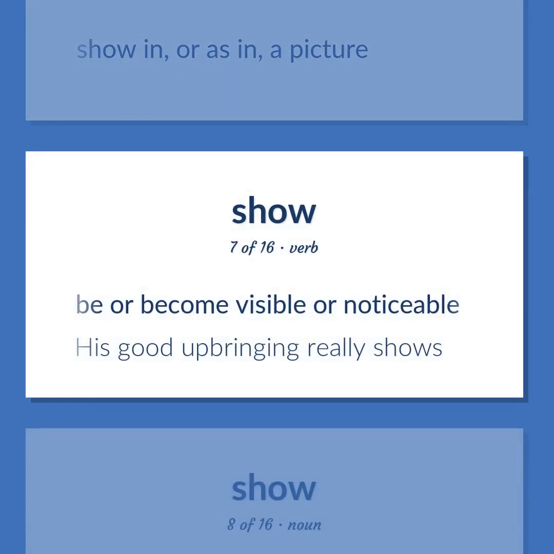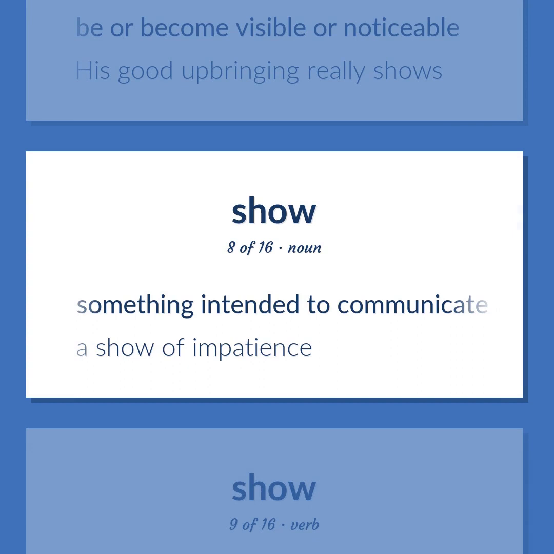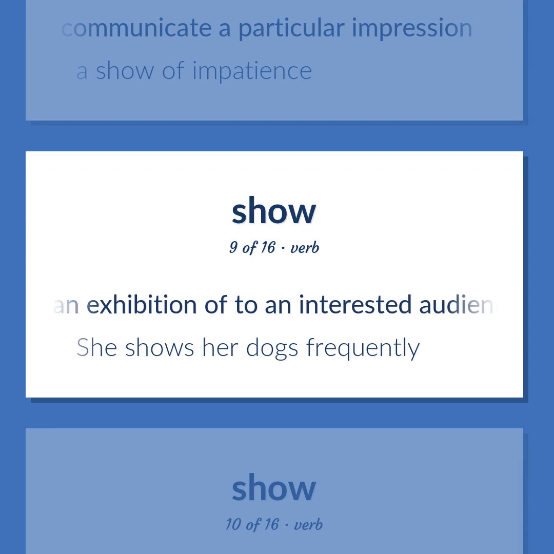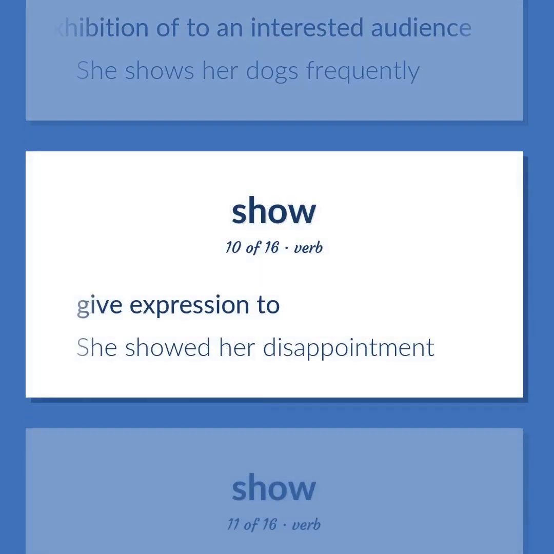Be or become visible or noticeable. His good upbringing really shows. Something intended to communicate a particular impression. A show of impatience. Give an exhibition of to an interested audience. She shows her dogs frequently. Give expression to. She showed her disappointment.